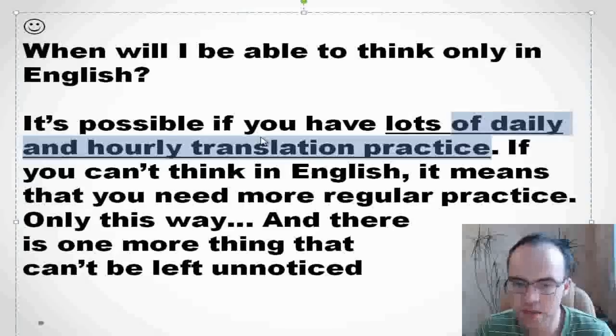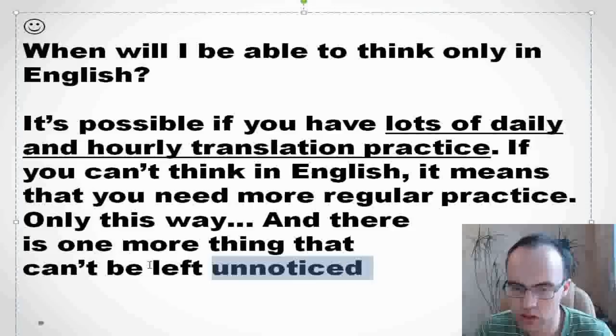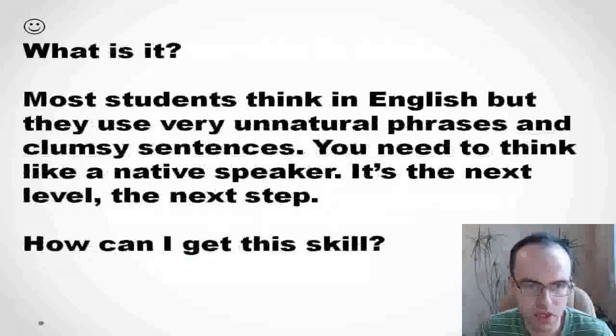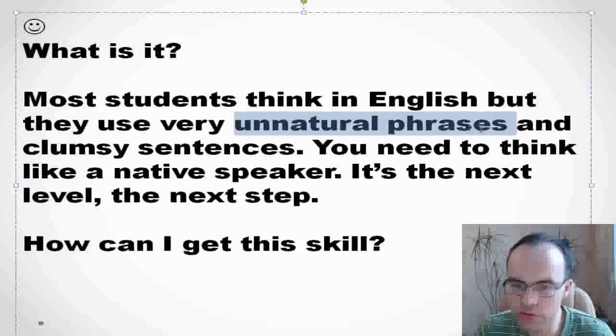Only this way. And there is one more thing that can't be left unnoticed, that can't be ignored. I know that people often fail to notice it, but we need to pay attention to this fact, okay? So what is it? Most students think in English, but they use very unnatural phrases. Very unnatural, not really good. Native speakers don't speak this way.